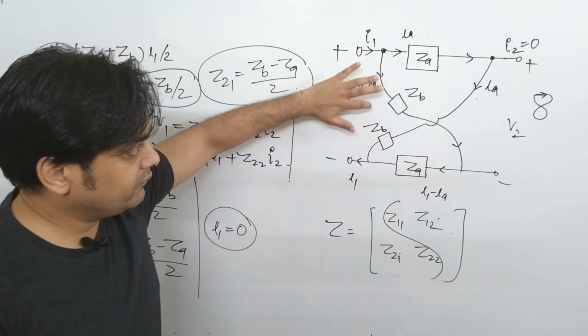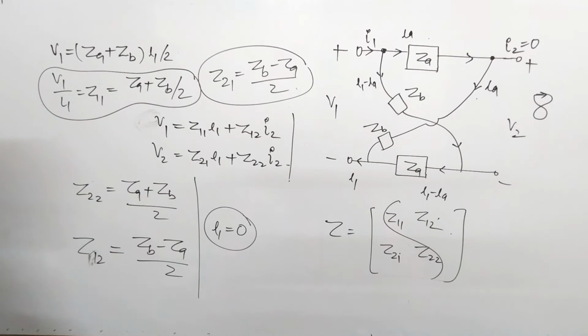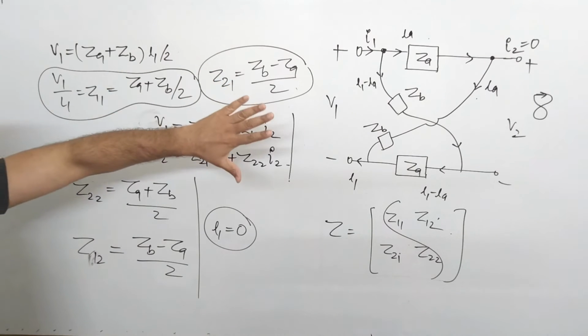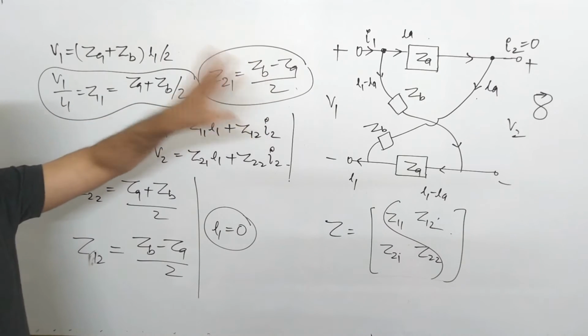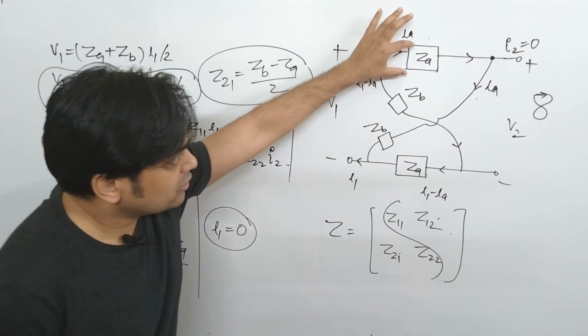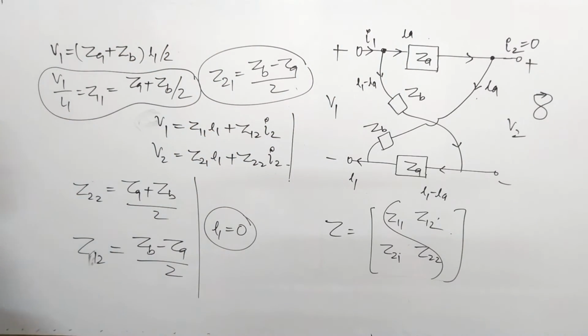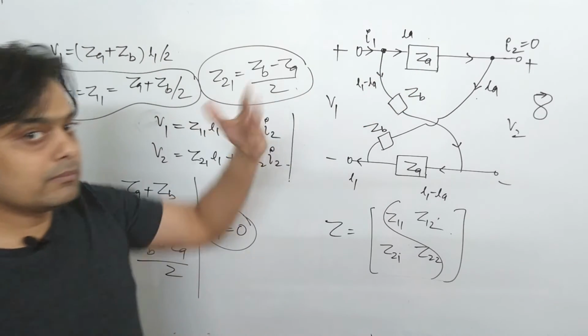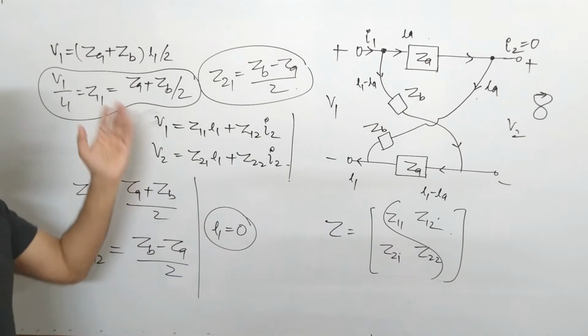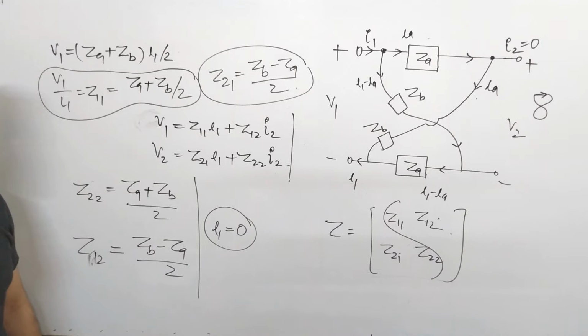A few very important questions were asked from this lattice network in GATE, ISRO, DRDO, and JTO also. There are many examinations in which this question was asked. The only important thing is you must remember the value of Z11 and Z21, which is (ZB minus ZA) by 2, and this is the position of ZA and ZB. Sometimes they will take it as ZD and ZC, so you must remember how they should be arranged here. So this is about the lattice network.